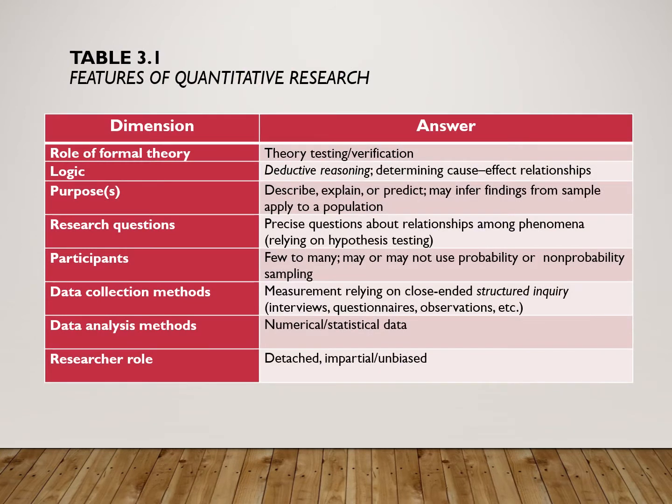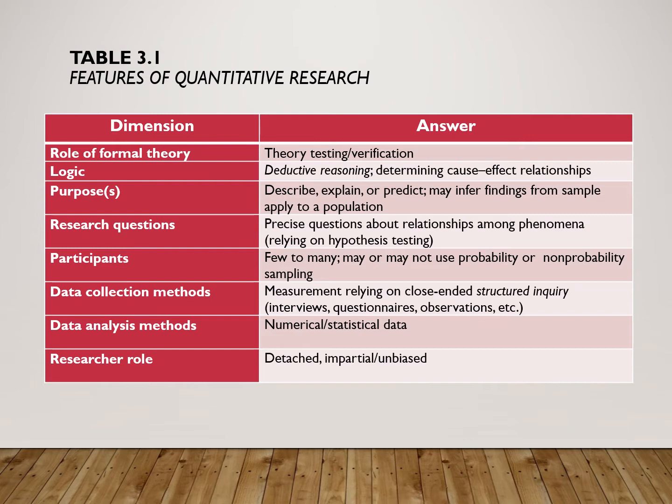So let's look at some qualities of quantitative research. We look at what different dimensions we're going to look at, and then the answer as it relates to quantitative research. The role of formal theory in quantitative research is that we're testing or verifying that theory. We use deductive reasoning to determine cause and effect relationships. The purpose of the research is to describe, explain, and predict. So we may be able to infer findings from samples to apply to a larger population.